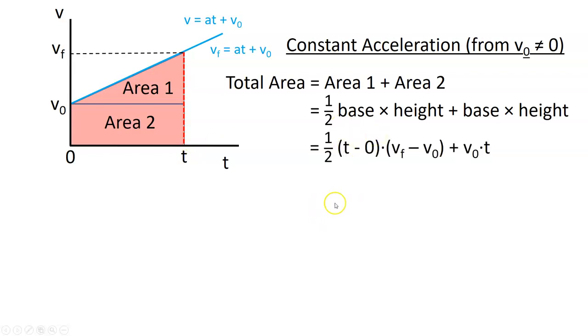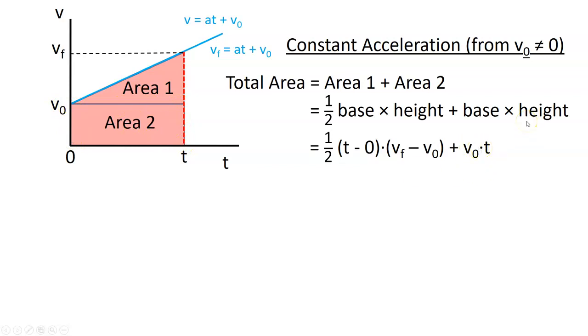So let's explain this a little bit. The base is t minus 0, or just t. And the height of the triangle is v final minus v initial. So that's just this height right there, okay? The area of the rectangle would be the same base, t, or t minus 0, times v naught, or the initial velocity. So that's this area right there, and that's that term.